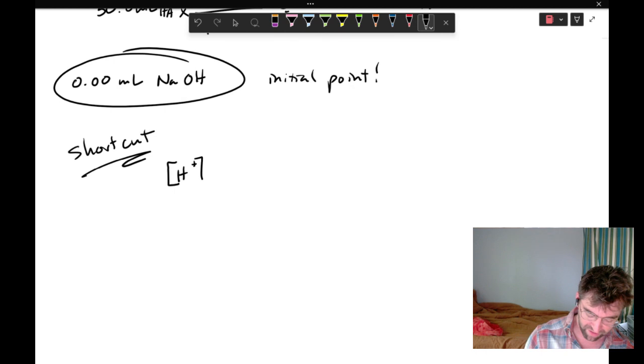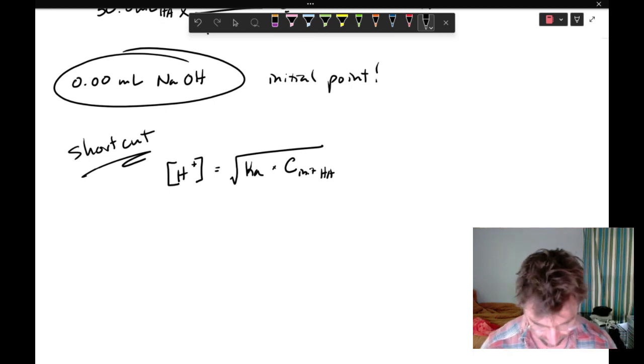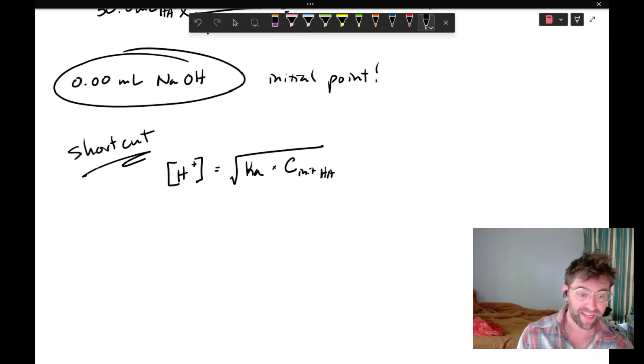Our concentration of hydrogen ions, the proton that the acid is donating, is equal to the square root of the Ka value times the initial concentration of acid. The proton concentration is what's interesting to us because that allows us to get to the pH, right, which is what we're solving for.